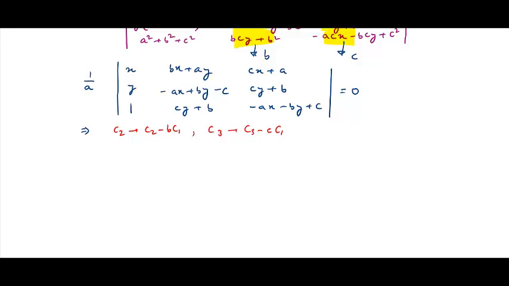Now we get the value of the determinant. The determinant now simplifies to 1 by a times x y 1, because we are not making any change here, and this becomes, from the second column you have to subtract b times first column. So from this we subtract b times this, so maybe you simply get ay, and then you get minus ax minus c, we get cy here.